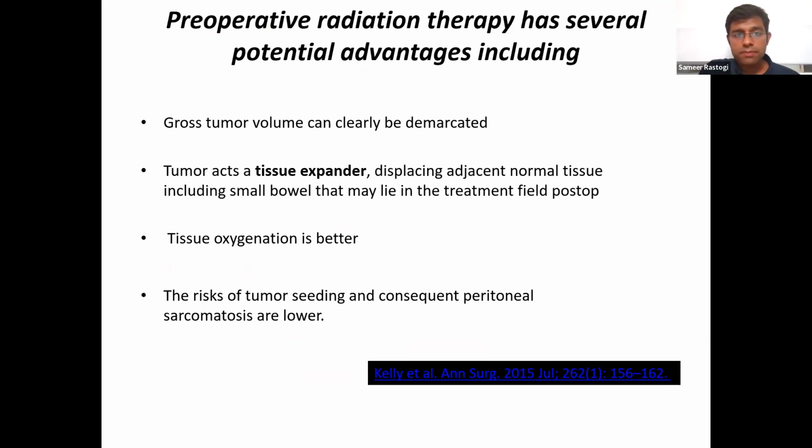During pre-operative treatment, we have the tumor in situ and we can estimate the gross tumor volume easily. Similarly, the tumor by itself acts as a tissue expander, thereby displacing organs at risk and avoiding toxicity. Tissue oxygenation is better because of the present vasculature. Simultaneously, it is very well known that biopsy in retroperitoneal sarcomas, unlike gallbladder cancer, doesn't cause tumor seeding or consequent peritoneal sarcomatosis.